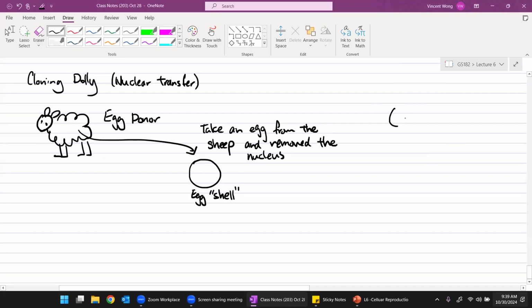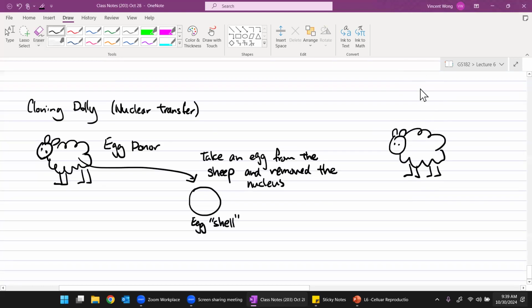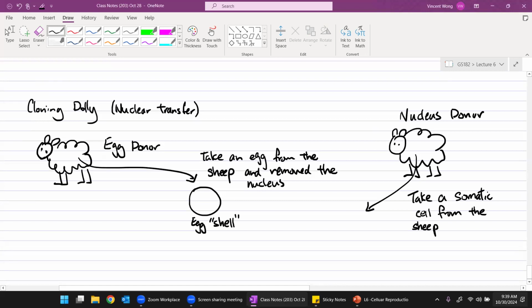And we have sheep number two. This female sheep is going to be the nucleus donor. So take a somatic cell from the sheep, who's not pregnant yet, and extract the nucleus.